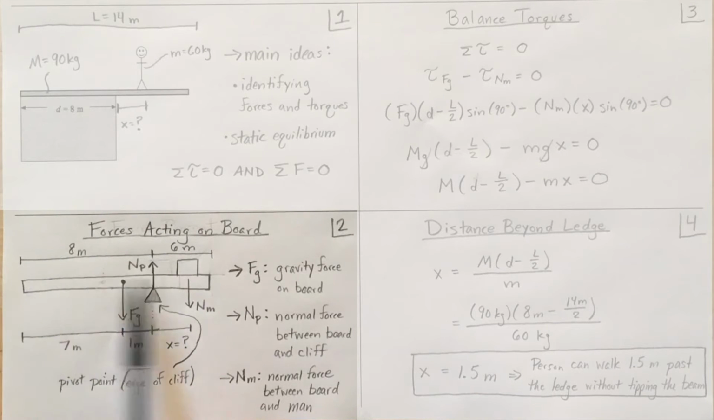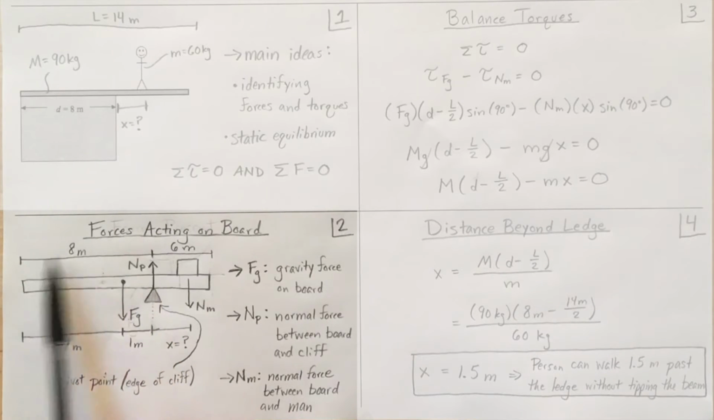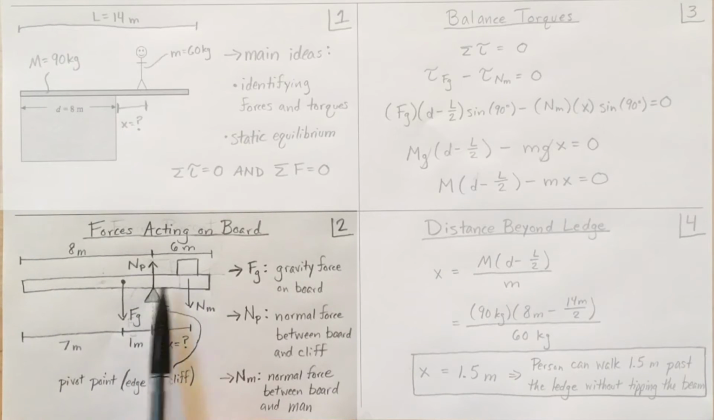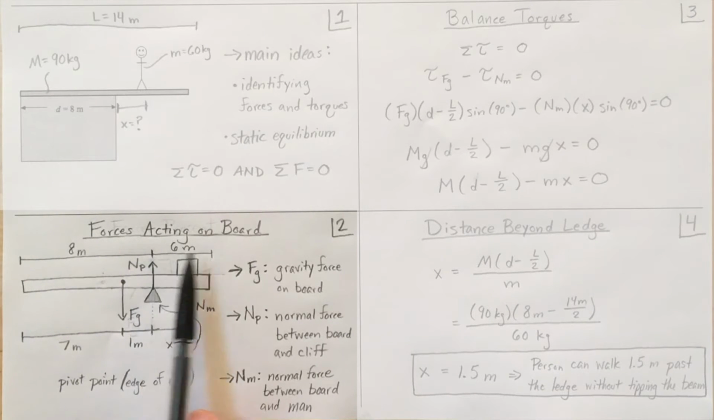Because the board is 14 meters long, we know that the distance between this edge of the board and the pivot is therefore 8 meters, or the length of the cliff, and the part of the board that extends past the cliff is 6 meters long.